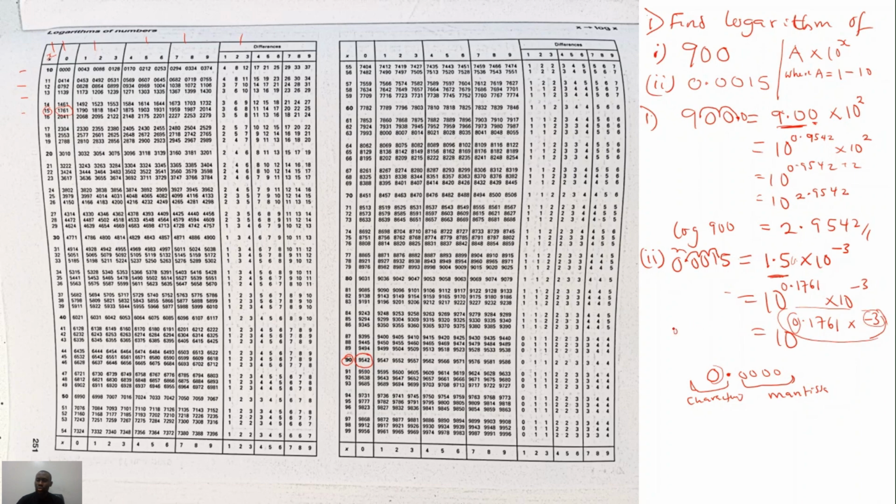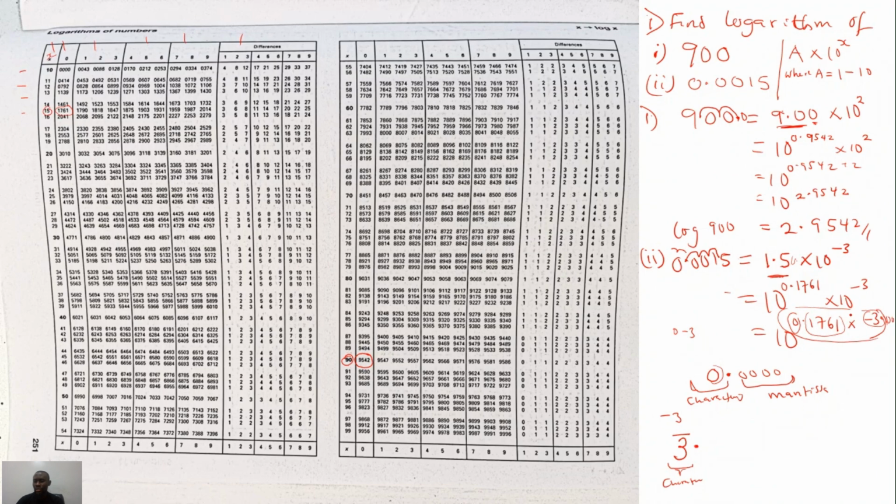So 0 minus 3 will be minus 3. But in logarithm, we don't usually write minus. What we write is bar 3. Point. So these are our characteristics. Then it will be followed by the mantissa. This is the mantissa here, and this one has 0 mantissa.